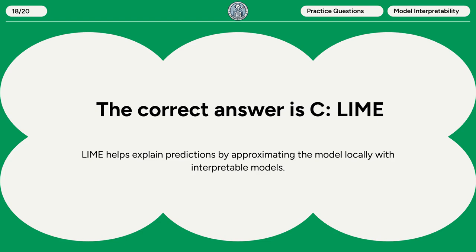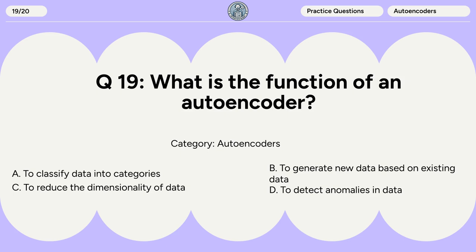Question 19. What is the function of an autoencoder? A. To classify data into categories. B. To generate new data based on existing data. C. To reduce the dimensionality of data. D. To detect anomalies in data.